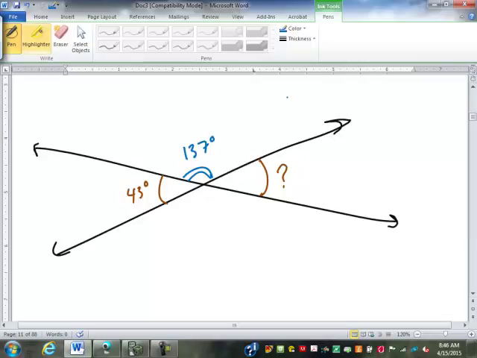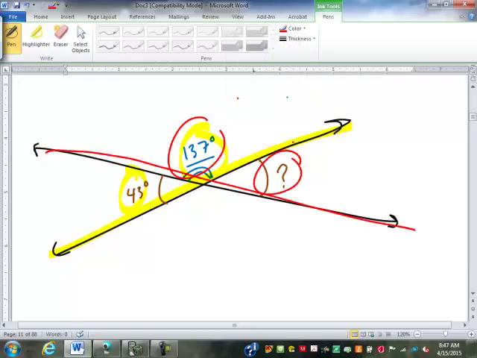137. Why? Yeah, because that's a straight line. Those two have to add up to 180. If that's 137, however, this is also a straight line, so those two have to add up to 180. Which makes this one 43.